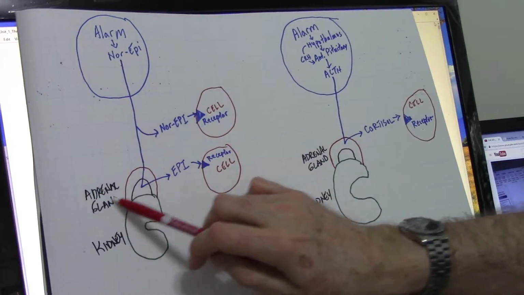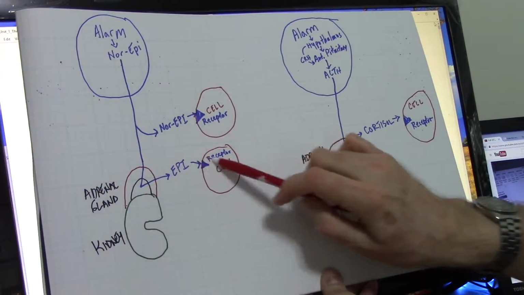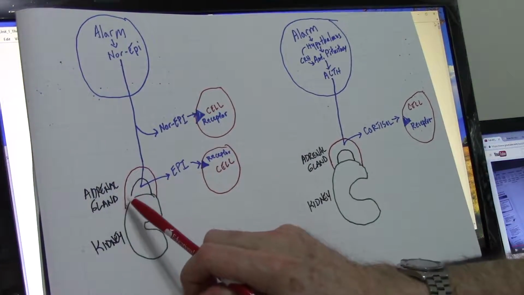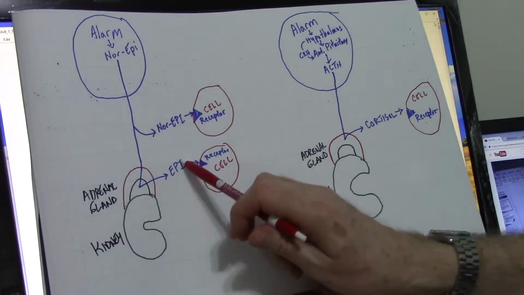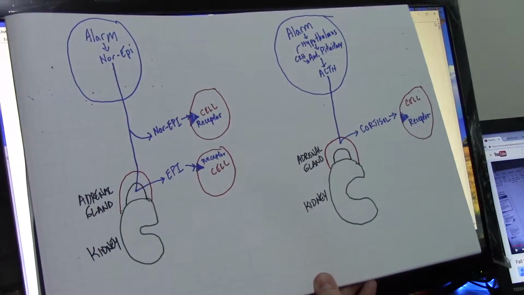Now notice, this is the adrenal gland, so we call these types of responses adrenergic responses because they are related to the release of epinephrine. And epinephrine, of course, the old name for it was adrenaline.